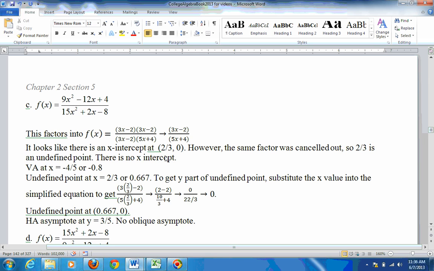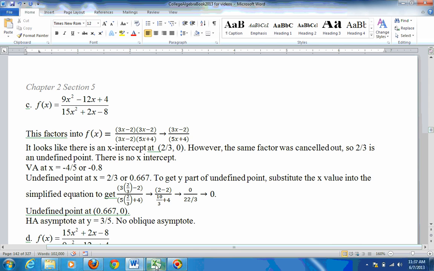To get the vertical asymptote, set the denominator equal to 0. If you set 5x plus 4 equals 0, you get negative 4/5 or negative 0.8. And the horizontal asymptote, look at the powers. The powers are the same. So if the powers are the same, look at the leading coefficient. Well, that's 9 over 15. That actually reduces down to 3/5, so that would be the horizontal asymptote at y equals 3/5. And we get the same thing here looking at the simplified version, 3 over 5. So since there's a horizontal asymptote, there's no oblique asymptote.